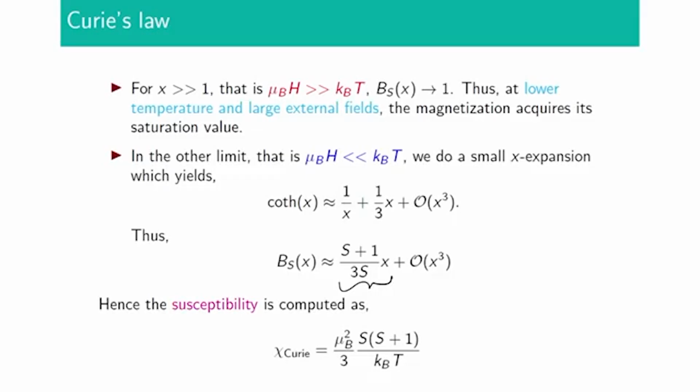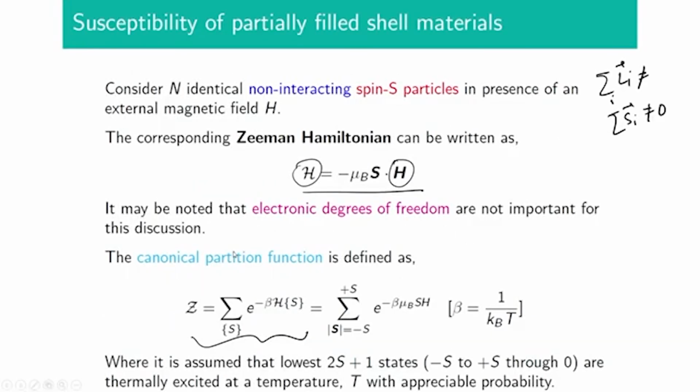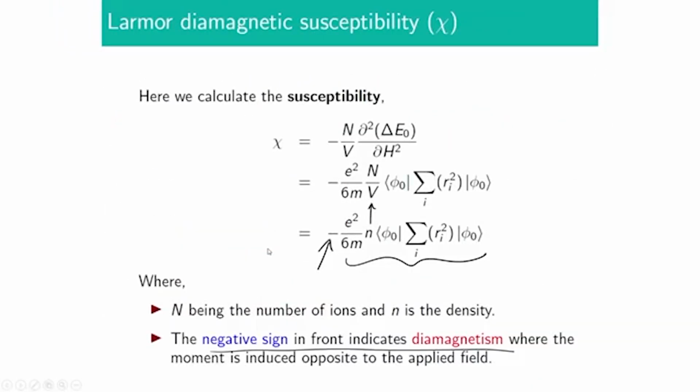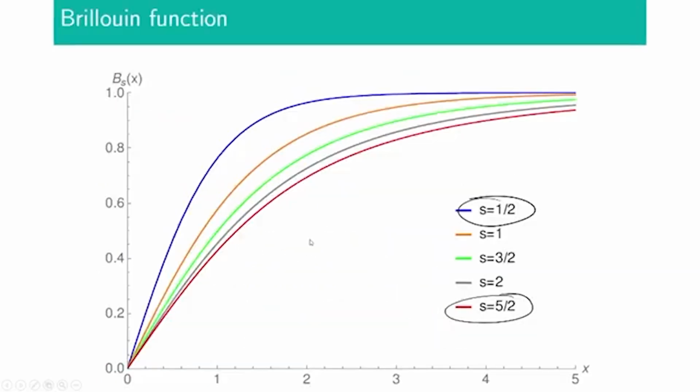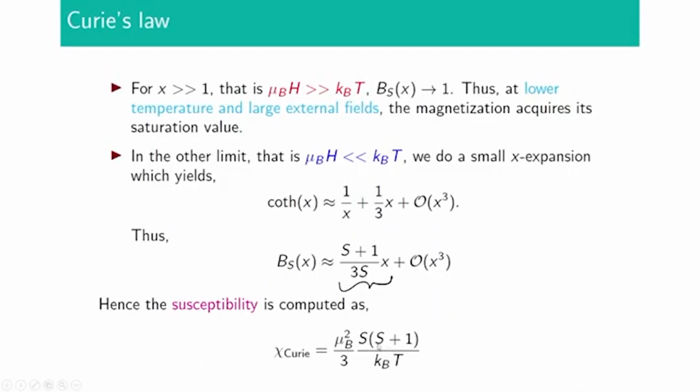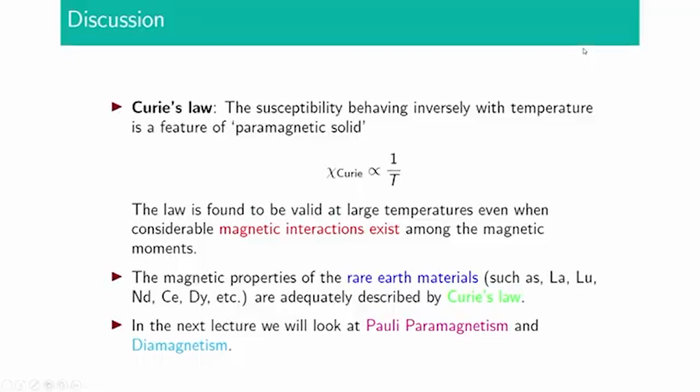So, when you put it back into the equation for chi, which is defined as dM/dH, where M is equal to minus dF/dH, it acquires a form which goes as 1 over T for a spin S. So, remember that the susceptibility of these paramagnets, which are for the electrons attached to atoms or ions, is Curie-like, which goes as 1 over T, whereas there is another susceptibility which we are going to talk about in a while.